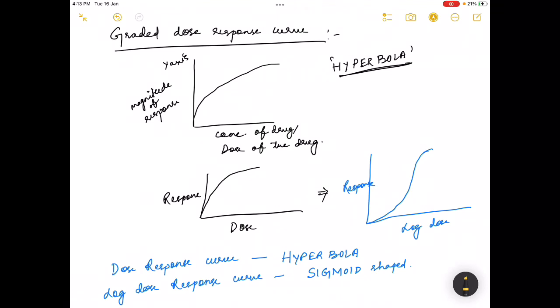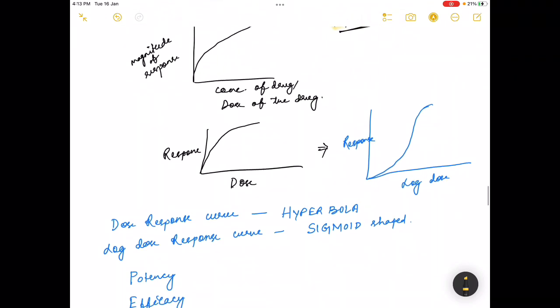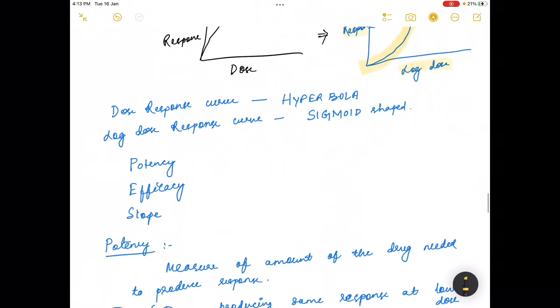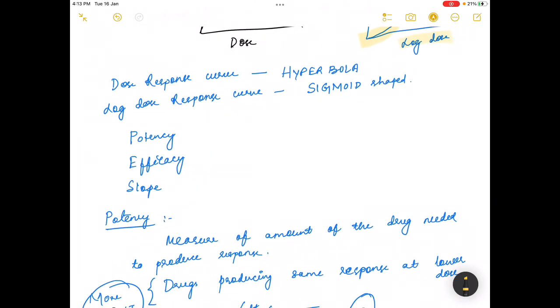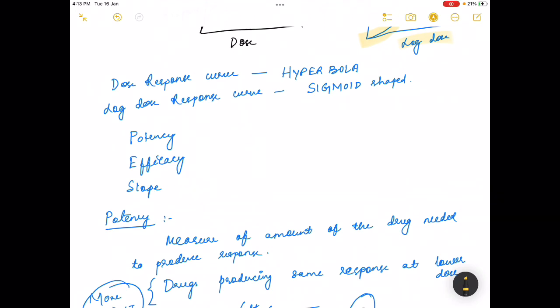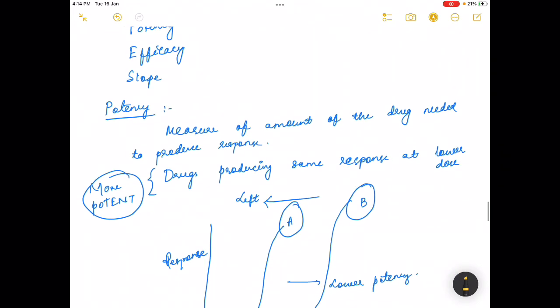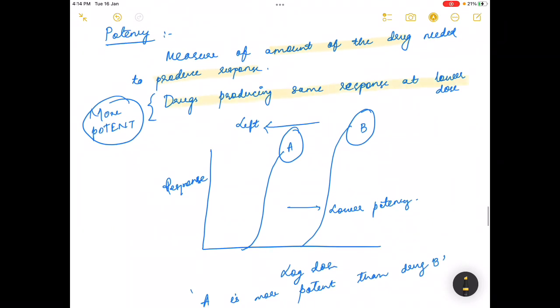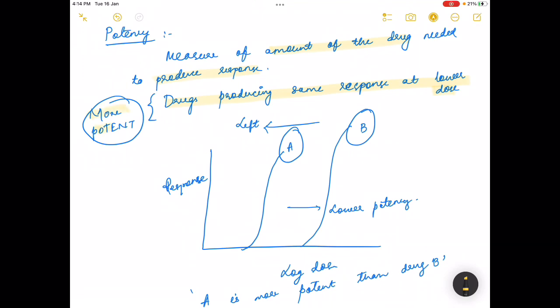Now coming to the graded dose response curve, in a particular individual, by increasing the dose of the drug, the magnitude of the response is assessed. So the dose response curve is a hyperbola normally. So in this dose response curve, it cannot give a good mathematical comparison. So the dose response curve is converted into the log dose response curve, which has a sigmoid shape. Okay, so what are the important parameters which can be assessed from the dose response curve? They are the potency, efficacy, and the slope of the curve. So potency is a measure of amount of the drug needed to produce response, and the drug producing the same response at a lower dose is more potent.